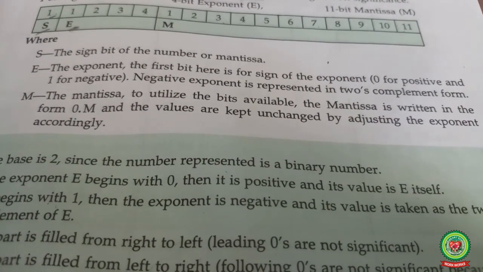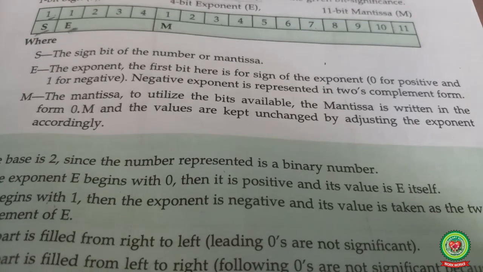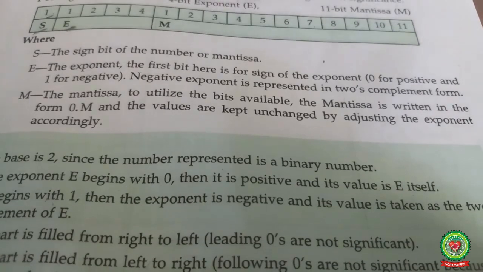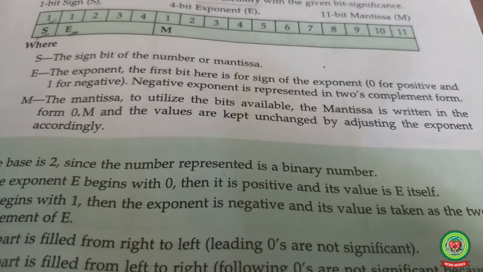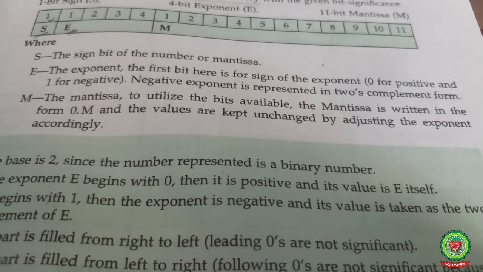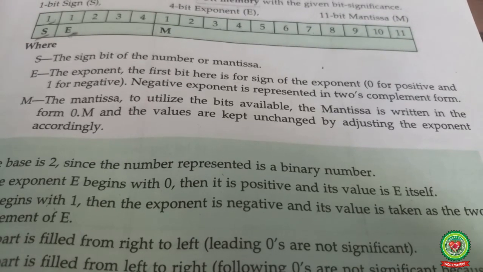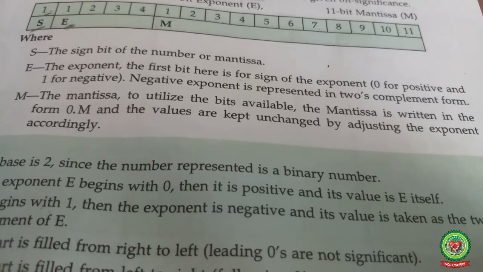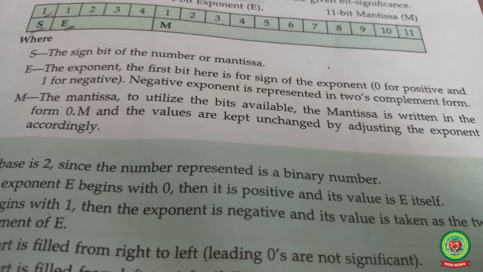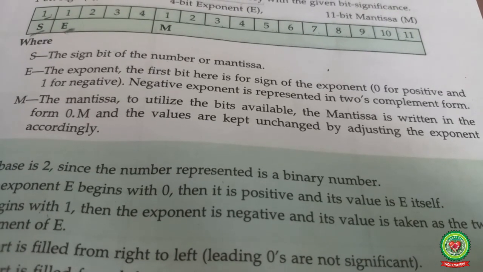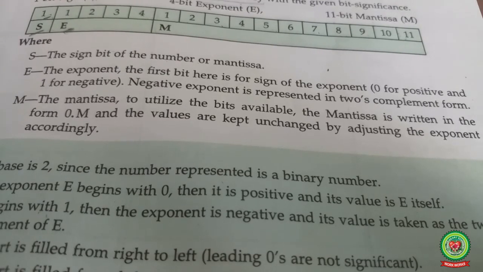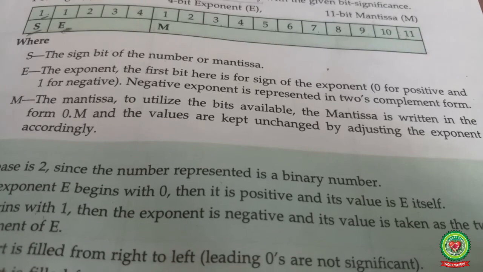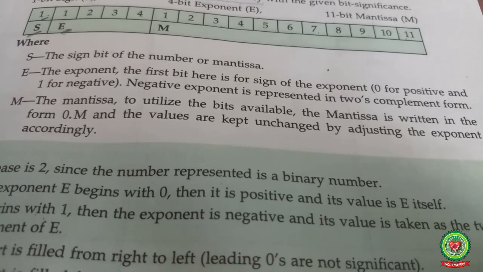Now here S is the sign bit of the number or mantissa. E, the exponent: the first bit here is for the sign of the exponent, that is 0 for positive and 1 for negative. Negative exponent is represented in 2's complement form. M, the mantissa. To utilize the bits available, the mantissa is written in the form 0.m, and the values are kept unchanged by adjusting the exponent accordingly.